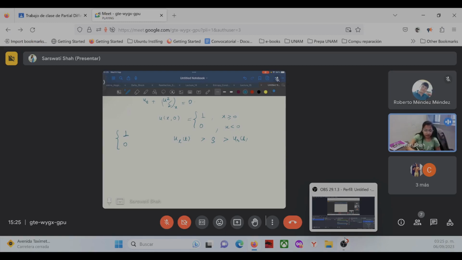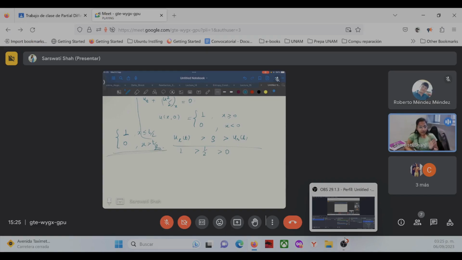Do you remember the weak solution of this differential equation? It was 1, 0 when x is less than or equal to t/2, and when x is greater than t/2. This is again not continuous at t/2, but it is a weak solution and it also satisfies this criterion, is it not? u_L is 1, s was 1/2. This was the required weak solution.